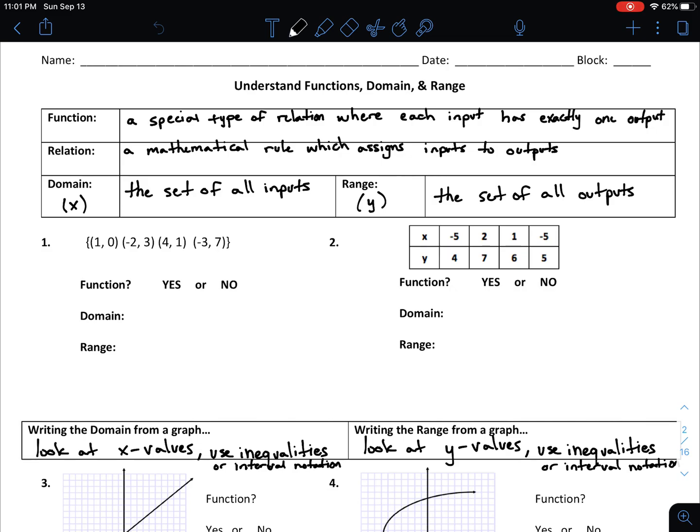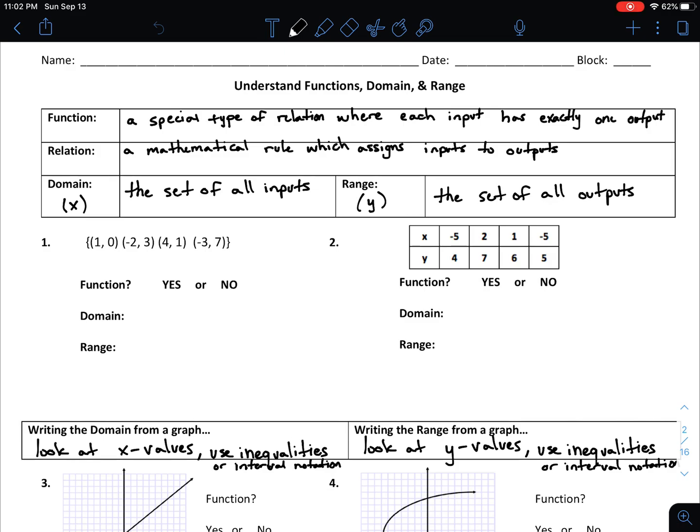A few definitions before we get started. A function is a special type of relation where each input has exactly one output. So let's define a relation next. A relation is a mathematical rule which assigns inputs to outputs. Okay, two more things to define.